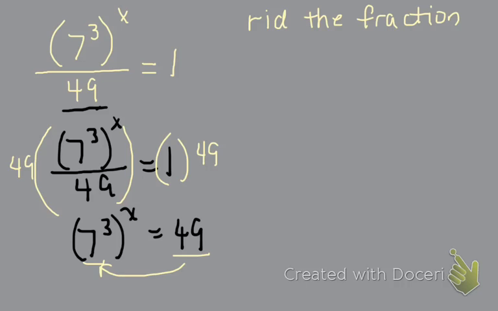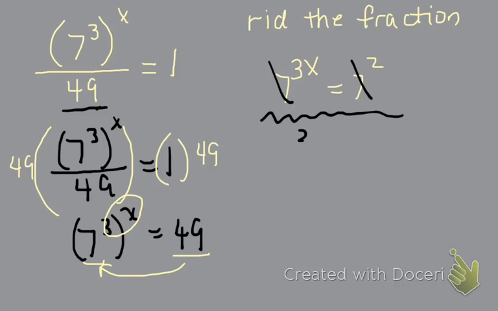So here we go. This becomes 7, and I'm going to go ahead and multiply this 3 times x. We can save ourselves some steps there. And how can I express 49 in base 7? Well, 49 in base 7 is 7 squared. And wow, this looks so much nicer right there. Let's get rid of those 7s. And now we're ready for our next piece of work.